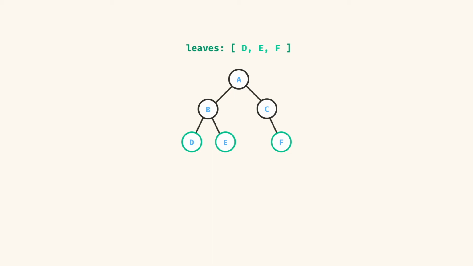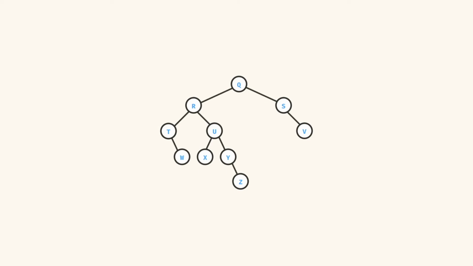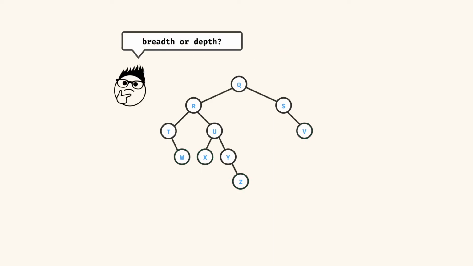Let's take a look at another example. It could be the case that the leaves of a binary tree are all across different levels. So if you take a look at this tree, I can designate the leaves. And I should return these leaf values in the order of W, X, Z, and V. So how can we go about solving a problem like this?